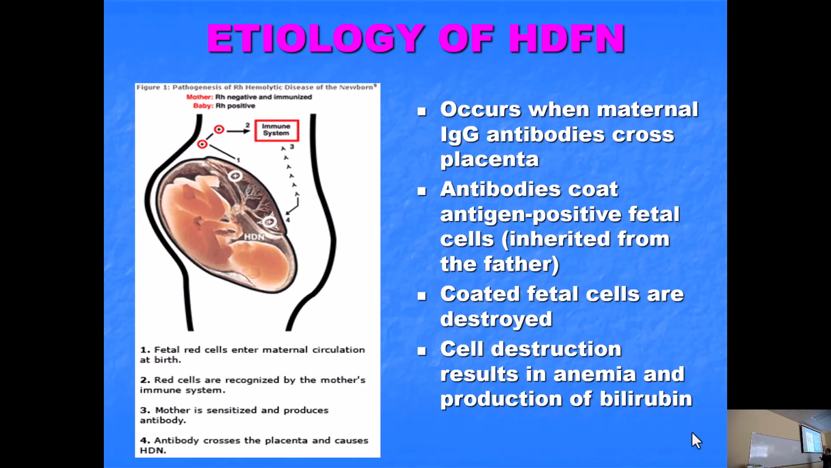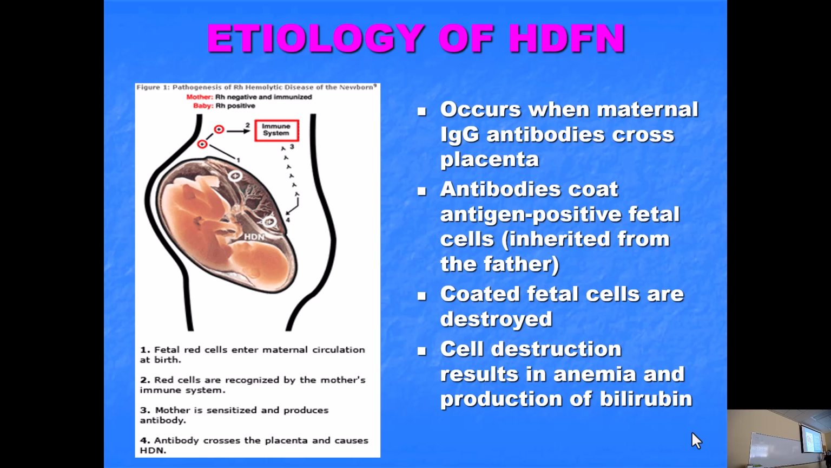So what's going on? What happens is fetal red cells enter maternal circulation, usually at birth. It can also happen during an amnio or CVS, chorionic villus sampling, something like that. Anytime you're putting a needle in or there's anything like that, that's when we're looking at it.